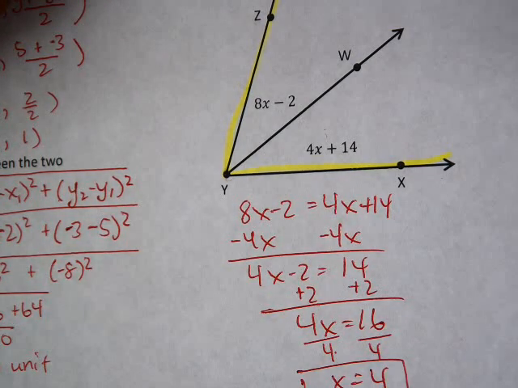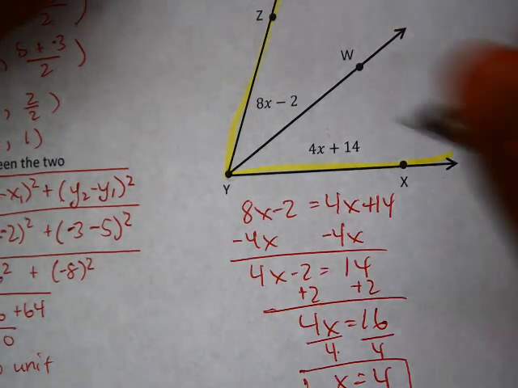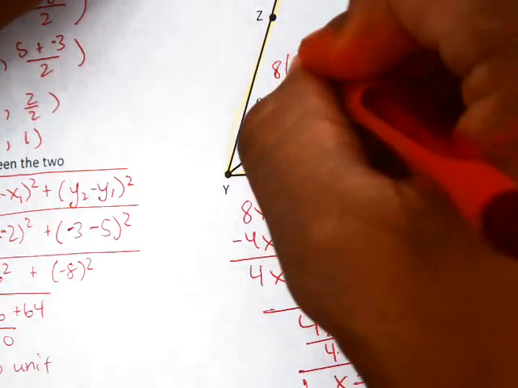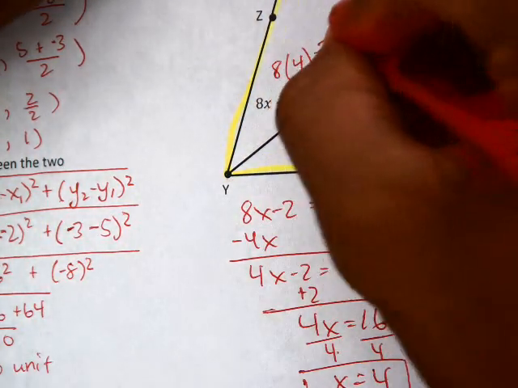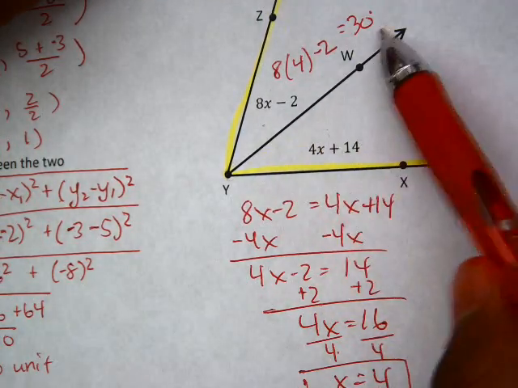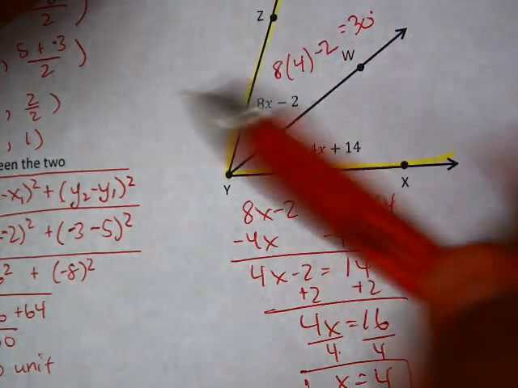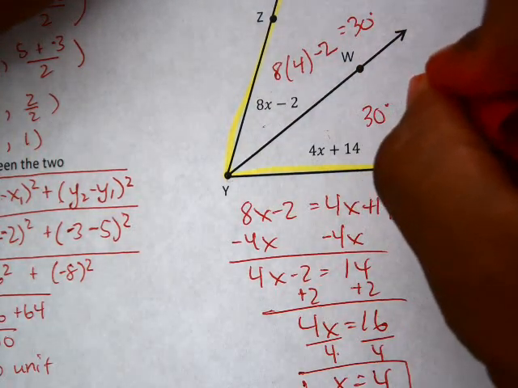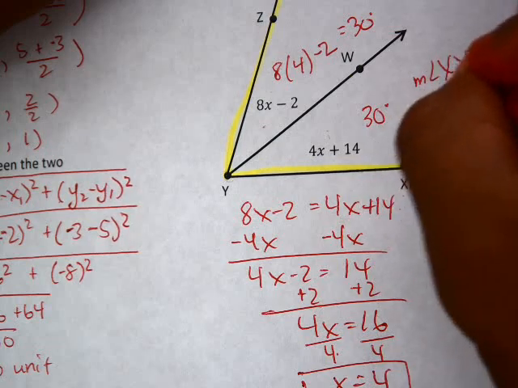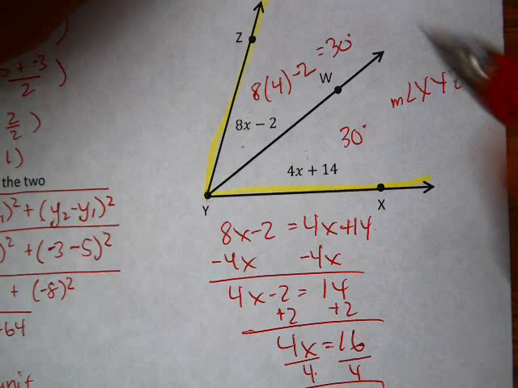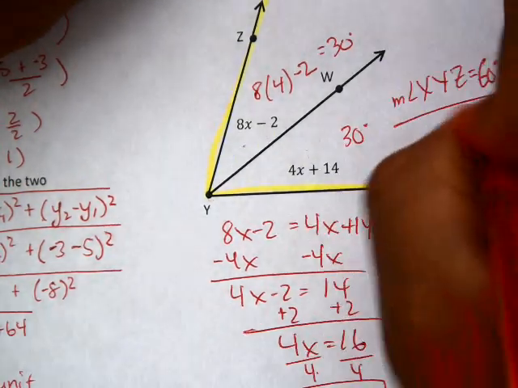They say to find the measure of angle XYZ, so I need to find the measure of those angles. So I need to substitute here. So 8 times 4 minus 2 is equal to 30 degrees. Since this angle got bisected, this is also 30 degrees. And they have me find the measure of angle XYZ, which is the whole angle. This is 30 and 30, so the whole angle is 60 degrees.